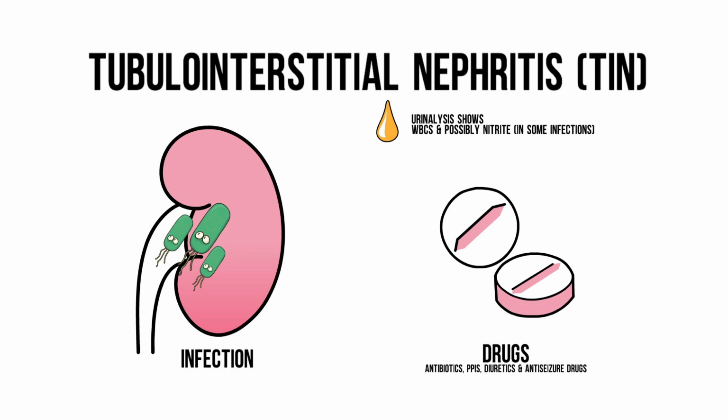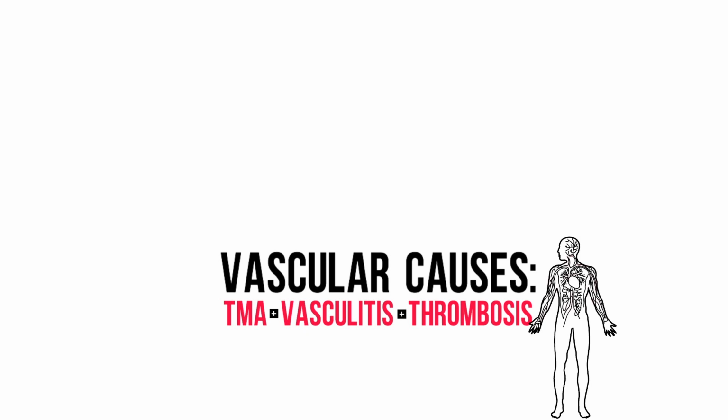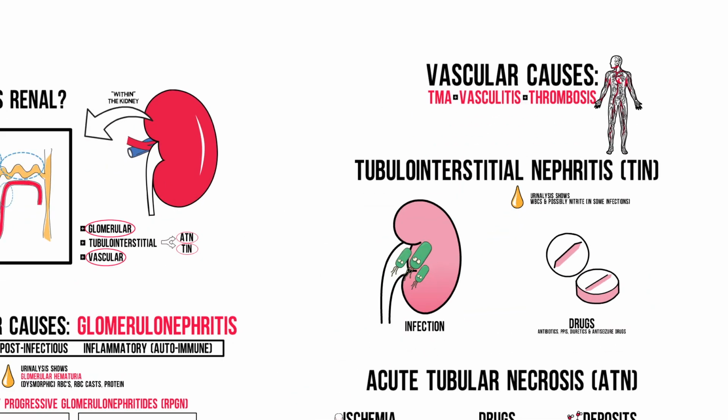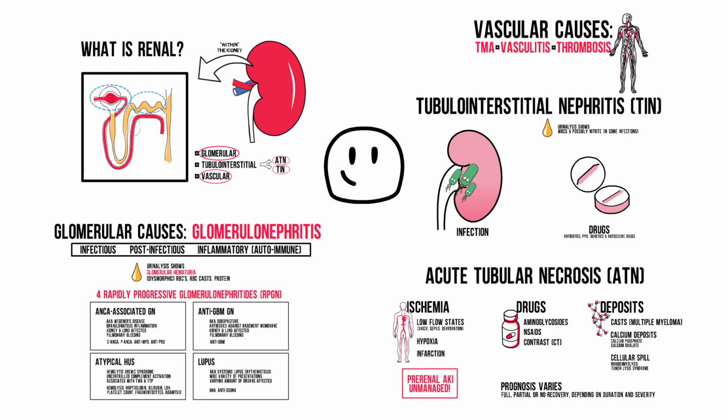So perform that urinalysis. The last large group contains vascular causes, which can be subdivided into TMA, like HUS, vasculitis, the autoimmune kind, and thrombosis of the larger vessels. So that's my overview in a nutshell. I've left out a whole lot to keep it practical. Now, if you only remember one thing from this video, it's drugs, drugs, drugs, and perform a urinalysis.